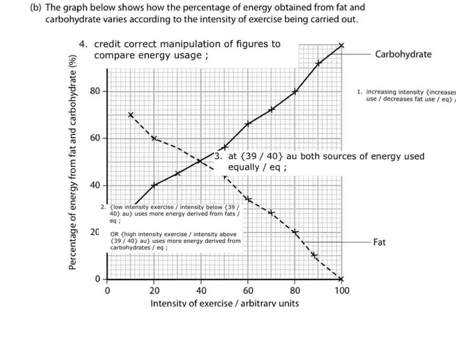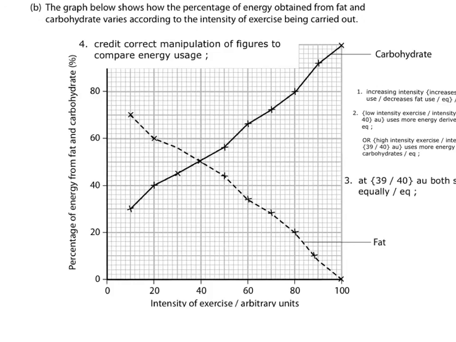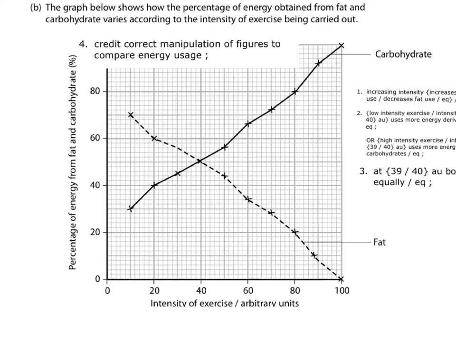If I just drag these off to one side over here, what do I mean by manipulation of figures? Well, there's no right or wrong answer to this, but we could pick, say, at 80 arbitrary units, I could say that carbohydrates are 4 times as many as the amount of fats being used. Or I could pick 60, or I could pick 20, anywhere along there, and work out the percentage difference, or I could work out how many more times one is than the other. And that's how you would get the 3 marks available.